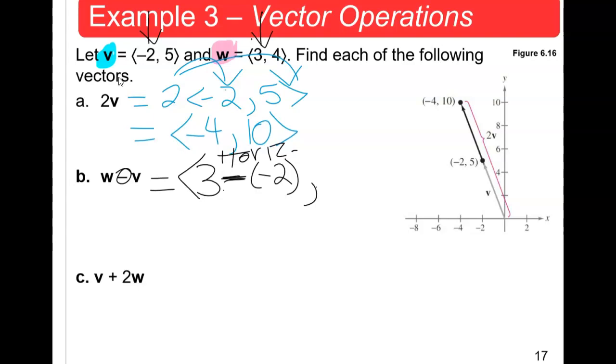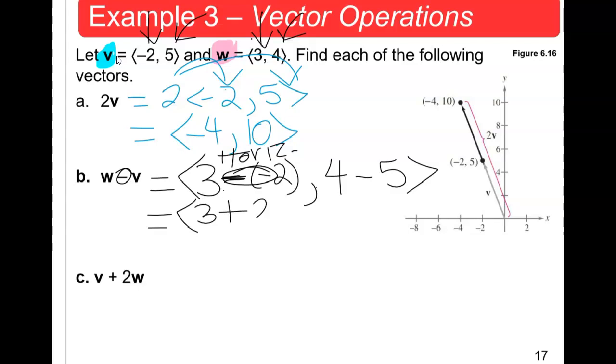Now, for the vertical components, the vertical component of vector w is +4. And then the vertical component of v is 5, so it will be 4 minus 5. And then we'll do that. So we will have 3. We have to clear the negative sign here, so that will be a +2, comma, and then still 4 minus 5. So 3 plus 2 is 5, and then 4 minus 5 is -1.